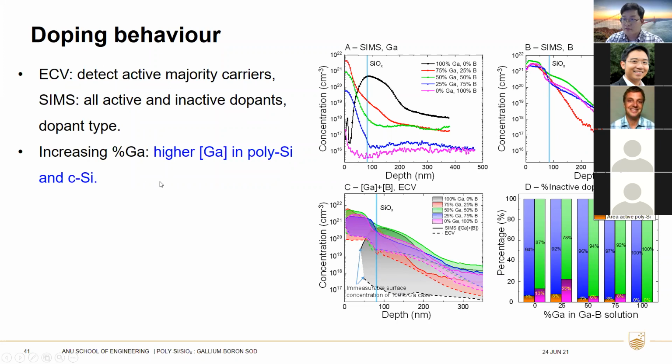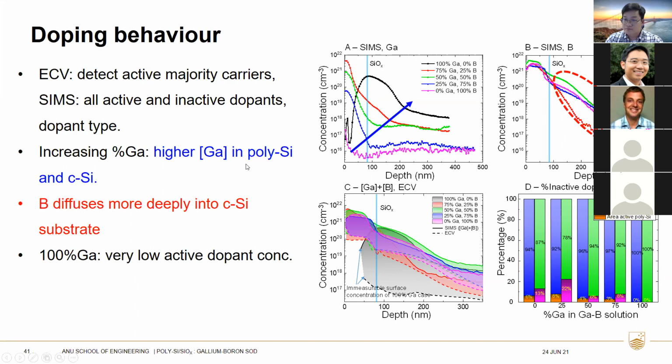As we can see from figure A, increasing the gallium percentage, we see a higher concentration of gallium in the polysilicon and also in the crystalline silicon. Meanwhile, for the boron SIMS profile, we see boron diffuse more deeply into the crystalline silicon substrate than the gallium. For the 100% gallium sample, we see a very low active dopant concentration compared to the other percentages.